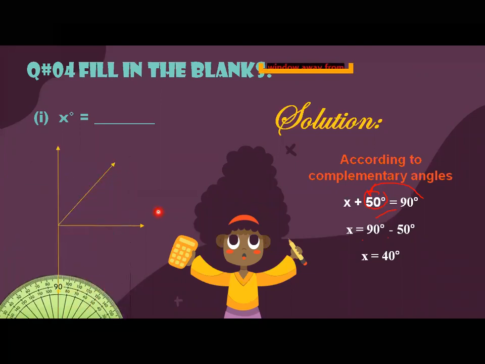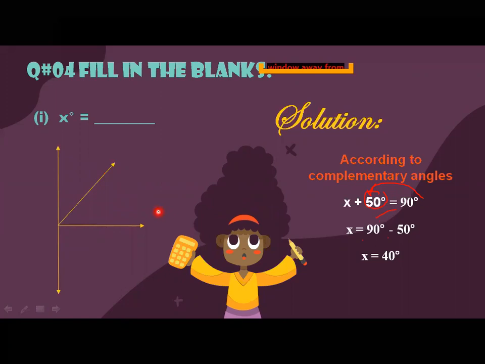And then we will erase our protector, and after that we can see there are two angles forming here. Okay, this is angle 1 and this is angle 2. Your angle 1 is 50°, and now your angle 2 is equal to 40°. That you can find out with the help of this solution. Okay, so your x is equal to 40°. Now move on to the next one.